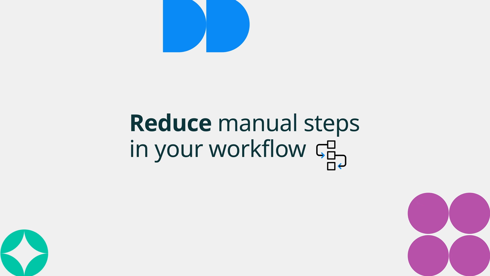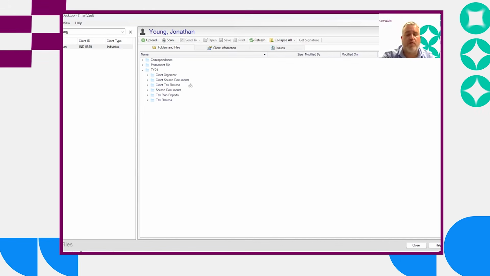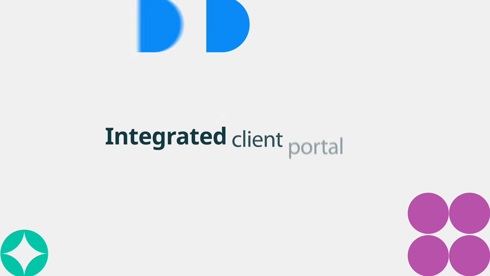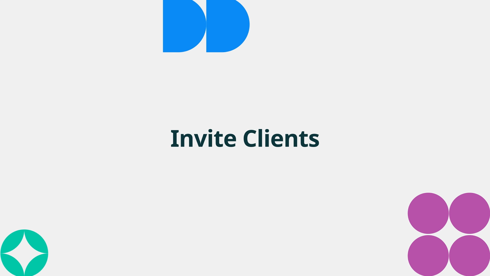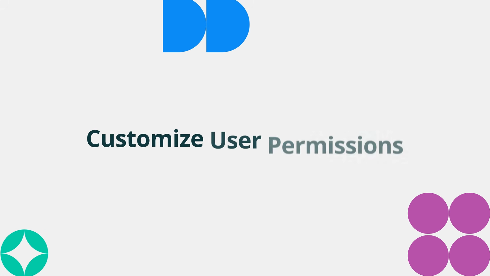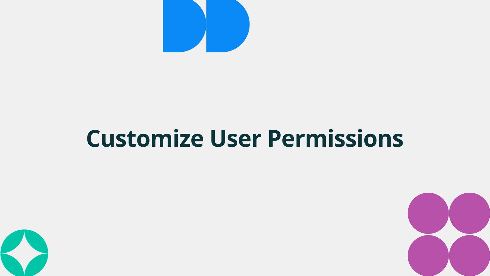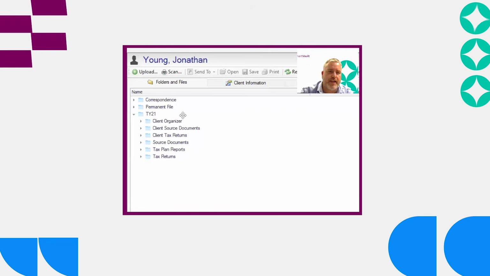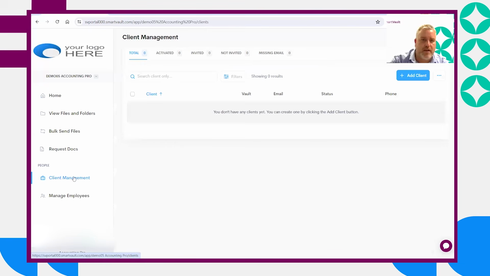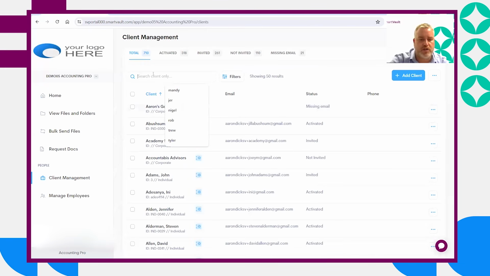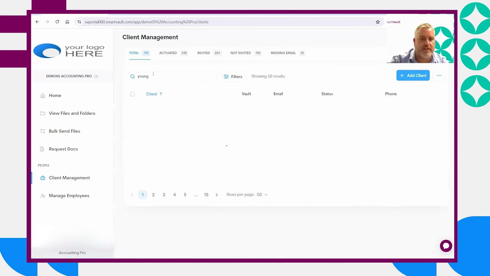By looking at the connected desktop again, SmartVault is not only a document storage platform, but it is an integrated client portal. You have the ability to invite clients into the SmartVault program and give them access to certain folders within the system. By reviewing the connected desktop, you're going to see a default folder structure that is set up and standardized. By reviewing the portal side of SmartVault, under Client Management, you're going to have the ability to search for your client within the SmartVault system.